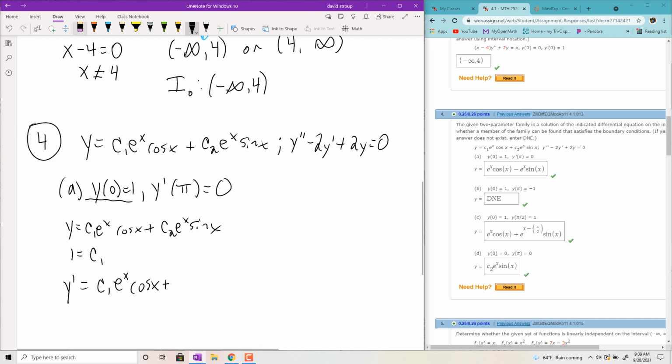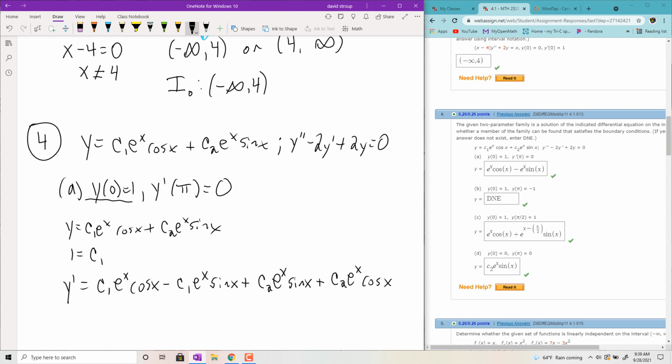Plus, now take the derivative of cosine, so that would be a negative sine, so you get minus c1 e to the x, leaving e to the x alone, sine x, plus c2, so the derivative of e to the x is e to the x, leave sine x alone, and then plus c2, leave e to the x alone, the derivative of sine is cosine.